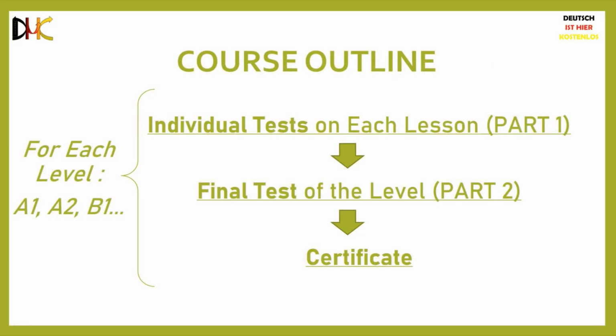The tests in one language level, for example A1, can be divided into two parts, namely the individual tests or part 1 and the final test, which is part 2. One has to complete and get a minimum grade in both these parts in order to be eligible for the certificate, and I'll come to that shortly. But before that, let's have a look at the part-wise distribution of the points.